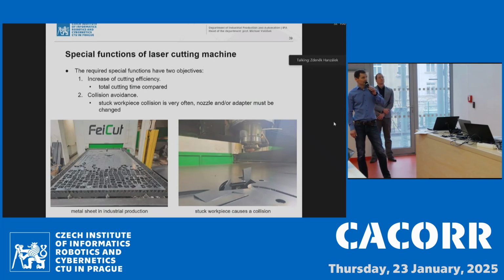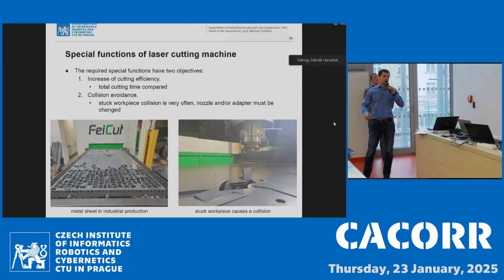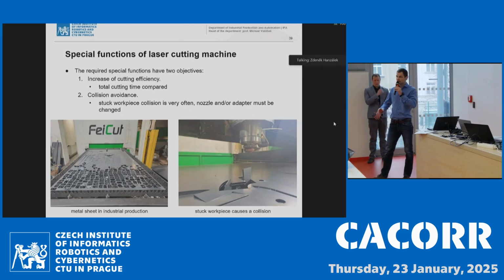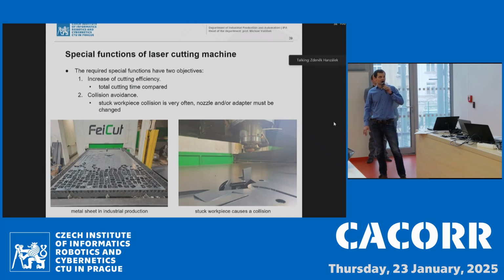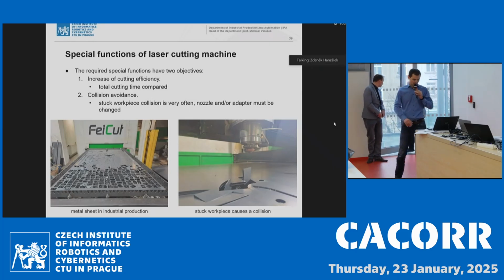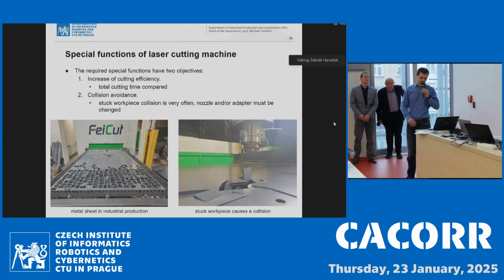On the left-hand figure, you can see a sample of a metal sheet in industrial production. It consists of tens or maybe hundreds of small workpieces, and these workpieces are not cut in a row one after another, but the location is skipped in order to decrease the amount of heat concentrated in the metal sheet at a time. So the machine still skips from one location to another. On the right-hand figure, you can see a sample of a stuck workpiece, which can cause a collision, and very often it does. So this is the motivation for the special functions integration.